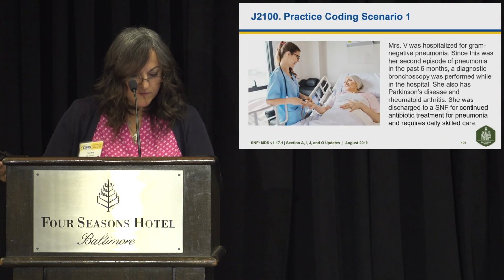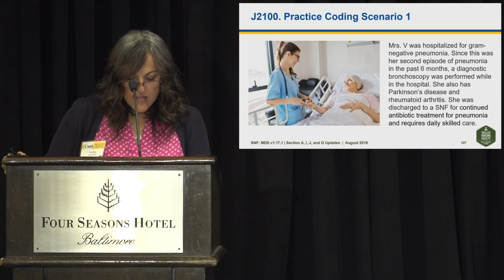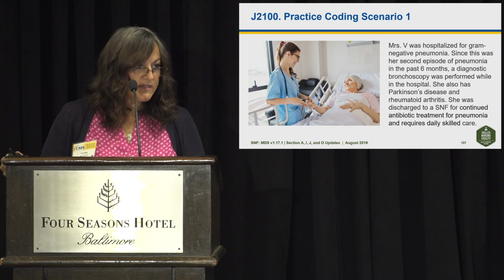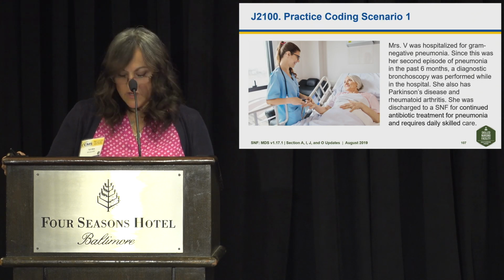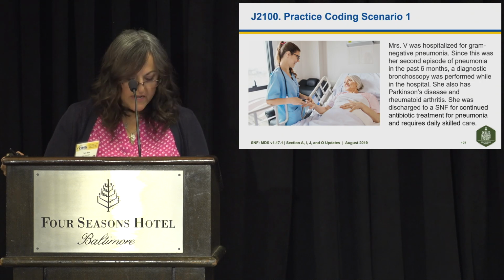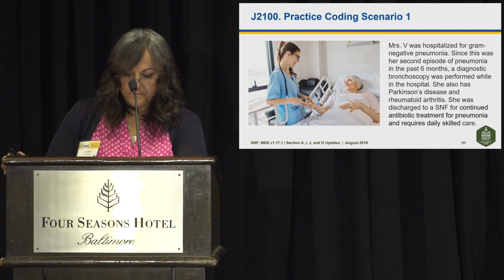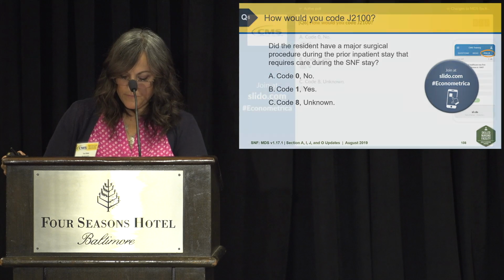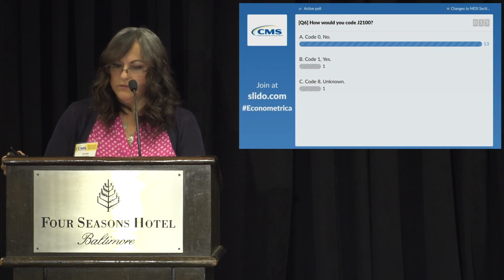So in this first scenario, Mrs. V was hospitalized for gram-negative pneumonia. Since this was her second episode of pneumonia in the past 6 months, a diagnostic bronchoscopy was performed while she was in the hospital. She also has Parkinson's disease and rheumatoid arthritis. Mrs. V was discharged from the acute care hospital to a SNF for continued antibiotic treatment for her pneumonia, and she requires daily skilled care. So how would you code J2100? Would you code 0, no, 1, yes, or 8, unknown?